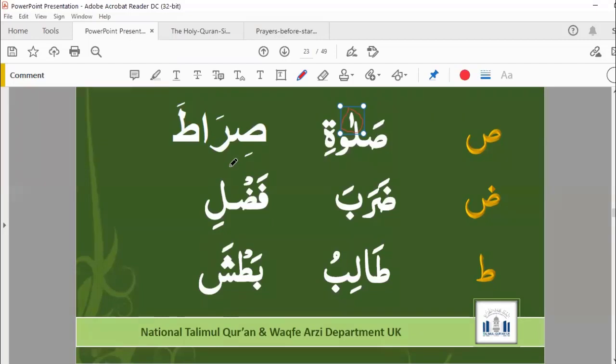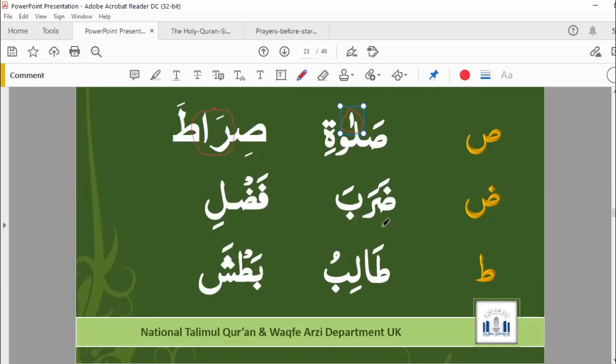And surah, which is obviously the most recited surah. As always we do the quiz. So ihdina sirat al-mustaqim, sirat, 2 seconds, because there is a huruf madda here, and for 2 seconds as well.